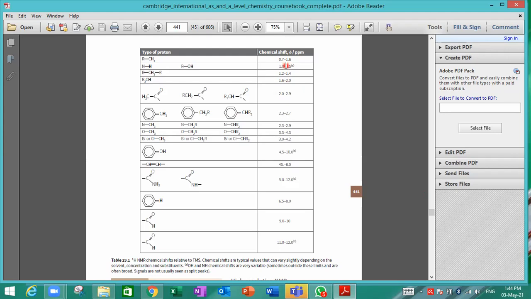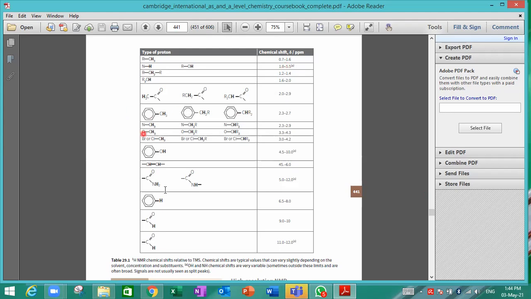But you are going to use your data booklet. You are not going to use this book. You are going to give the examples from your data booklet, because sometimes they ask you to put the chemical shifts of each peak that appears. So you have to take from your data booklet.